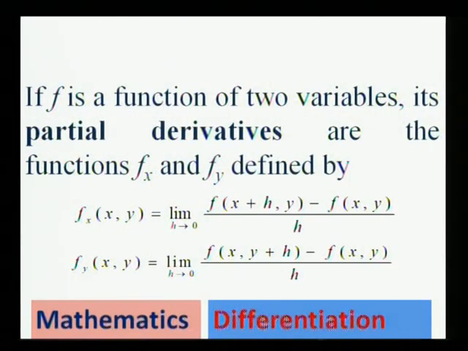So consider a function of two variables and define its partial derivative in this way, that is f_x(x, y). We have just seen how to define the limit of a function of two variables. So now f_x(x, y), that is the symbol for the derivative, is defined as the limit as h tends to 0 of f of (x plus h, y) minus f of (x, y) upon h.